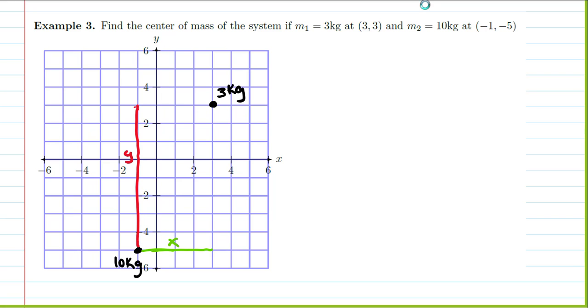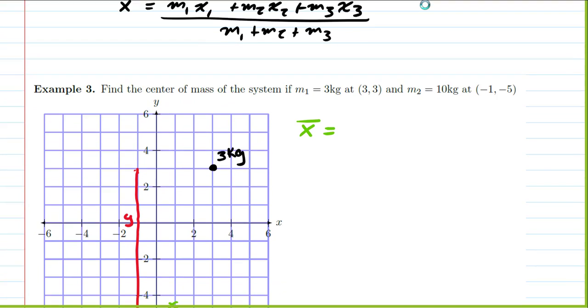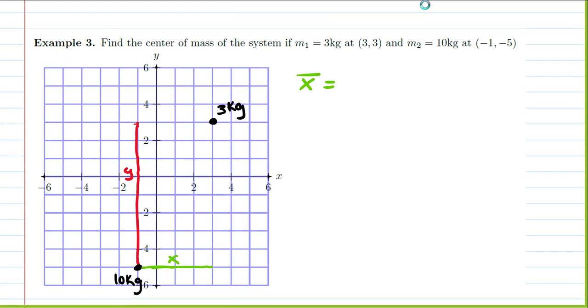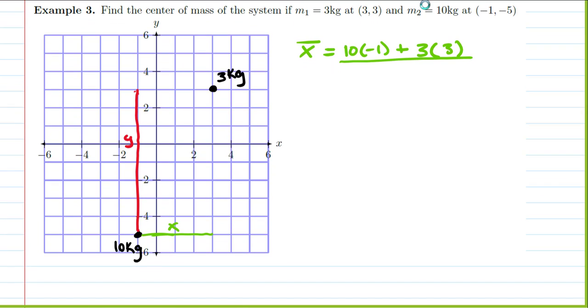So if we want to find the center of mass in the x direction, we can use this formula. So x bar is going to be m1 x1. So let's start down here. We have m1, which is 10 kilograms, times x1 in this case is -1, plus m2 times x2. So m2 is 3 times our x2, out here, is going to be 3, right? Then we need to divide that by all of our masses, and that's going to be 10 plus 3. So that gives us -10 plus 9, so that's -1, over 10 plus 3 is 13, right?